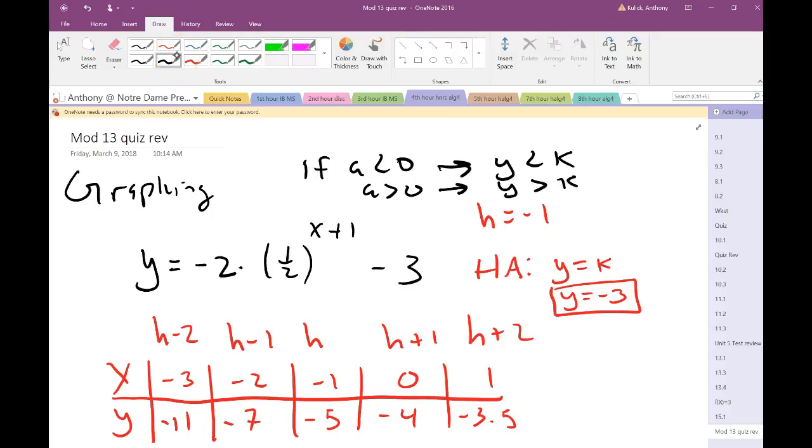Is everybody happy with graphing one of these things? Should be relatively straightforward, right? These are honestly pretty easy things to graph because there's not a ton going on.